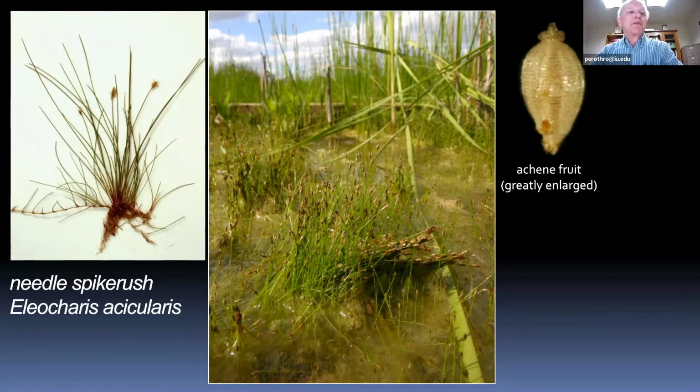Given the adaptability of needle spike rush to a variety of habitats, it is no surprise that it's a widespread species in North America. And it's also found in Eurasia, as well as even into South America.